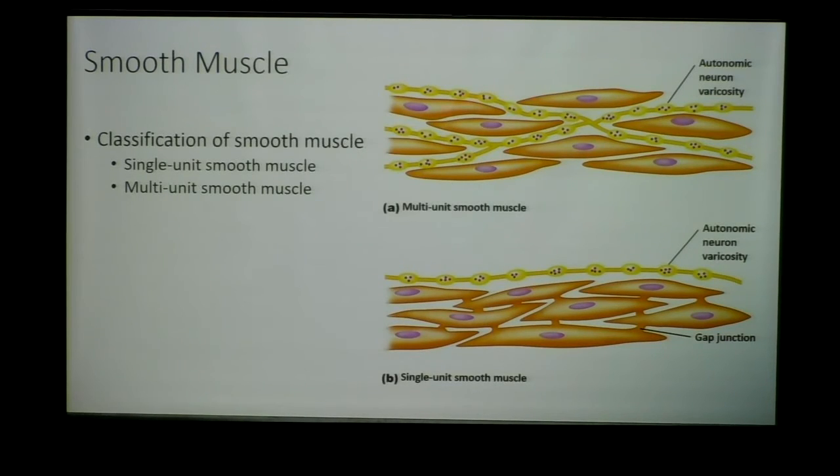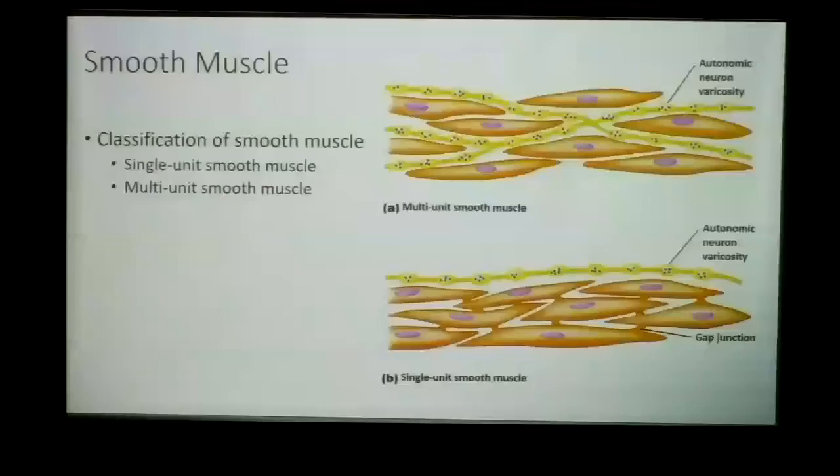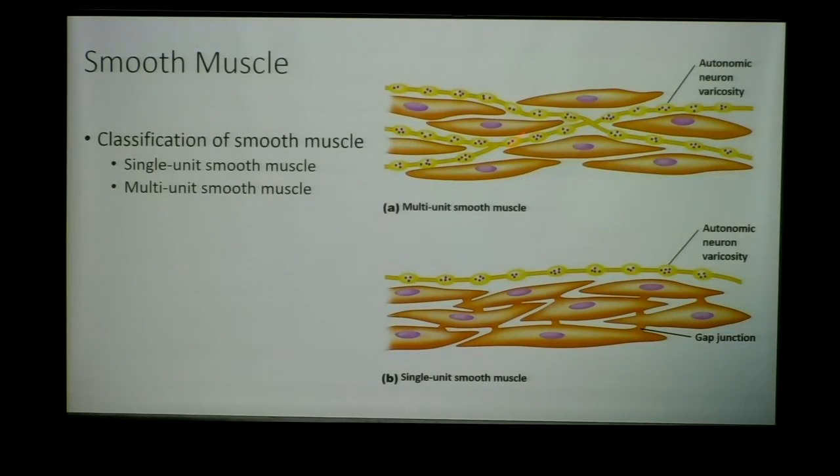So multi-unit smooth muscle has each individual cell being innervated by a varicosity or by a postganglionic neuron. So basically we have each cell acting as its own individual unit here. Okay, so they're individual, they're not connected via gap junctions. And so if we innervate one cell, we can allow that cell to contract, we can allow a neighboring cell to contract, and we can sort of recruit additional cells, just like we saw with skeletal muscle.